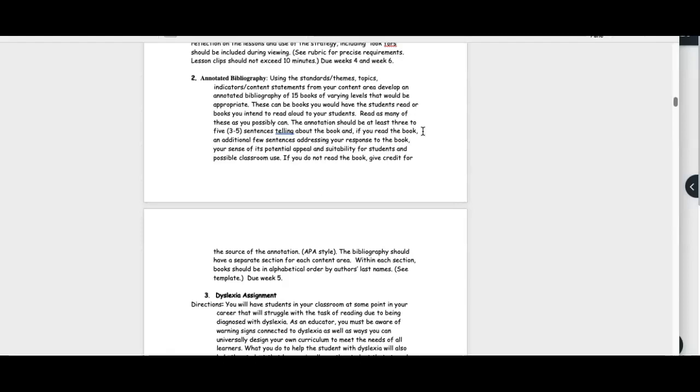The bibliography should have a separate section for each content area. Within each section, books should be in alphabetical order by the author's last name. This is due week 5.